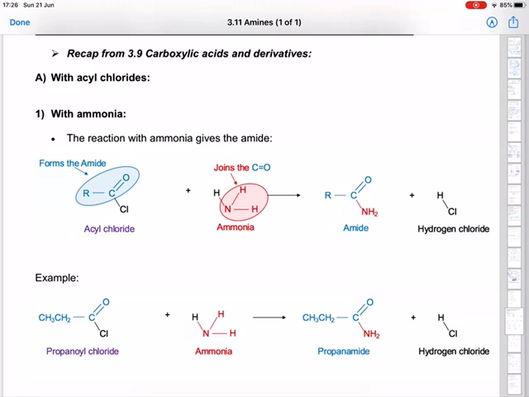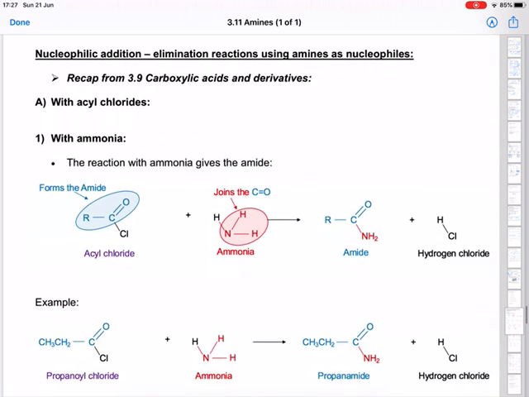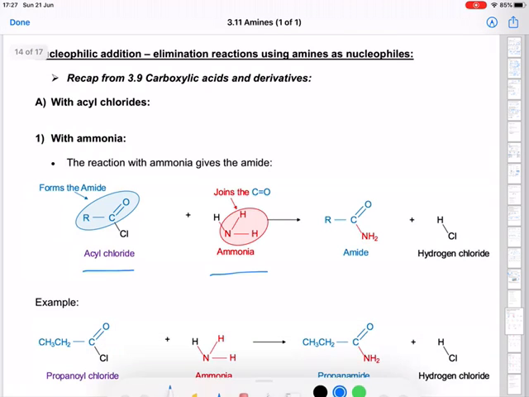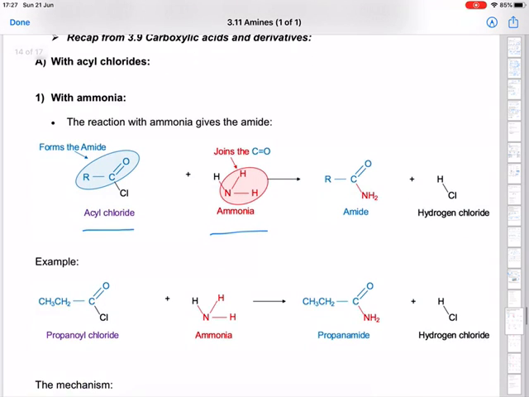The last part to this is the nucleophilic addition elimination reactions of the amines, which you've literally just done. You did it last week in the derivatives of the carboxylic acids. So it is no different. And if you remember the reaction of ammonia with the acyl chloride, and then the ammonia with the acid anhydride. So we're just really looking at those. So if I talk through them again.